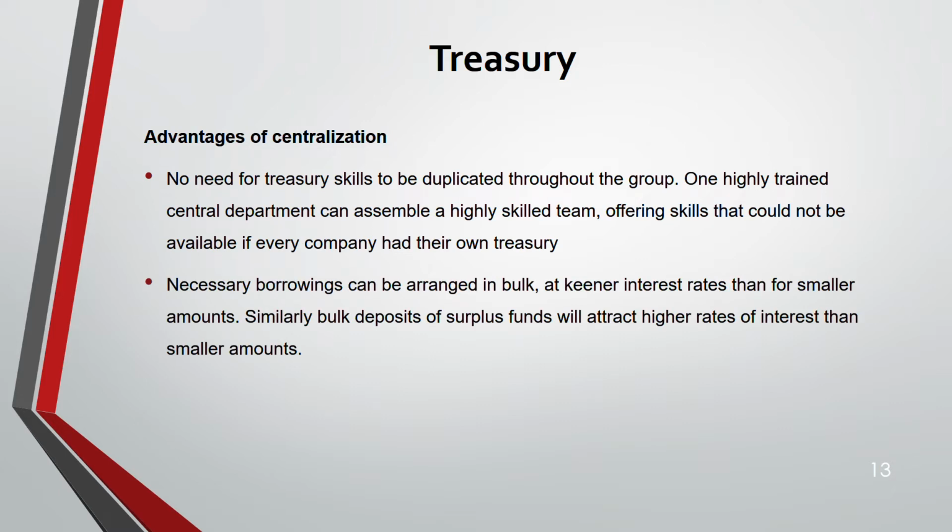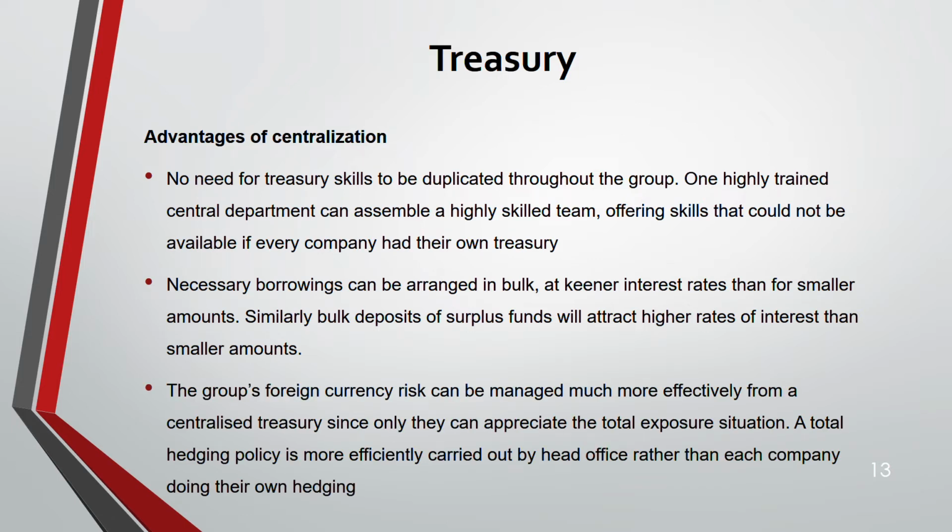Second advantage is a centralized treasury department can borrow in bulk. And we know when you borrow something in bulk, you can reduce the cost also. Interest rate will reduce. That will drive down your cost of finance, which the decentralized will not be able to do because everyone will be borrowing small amounts each.